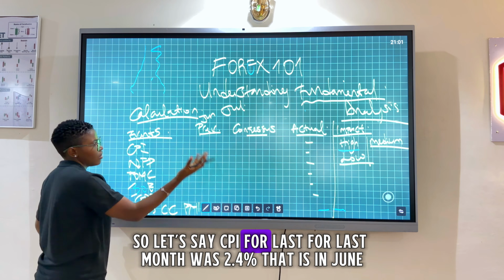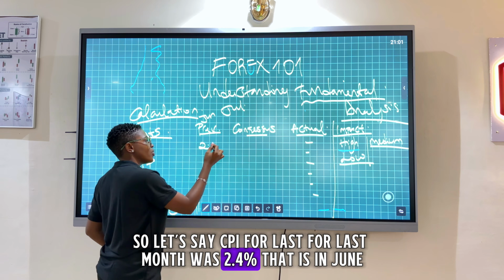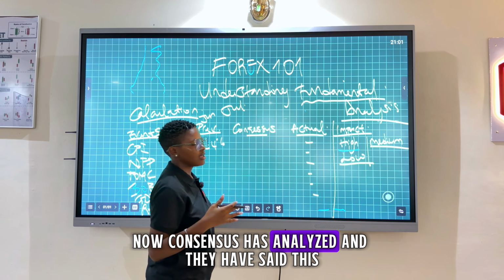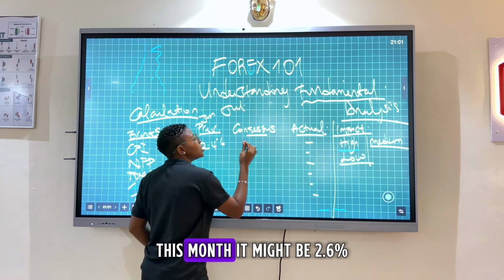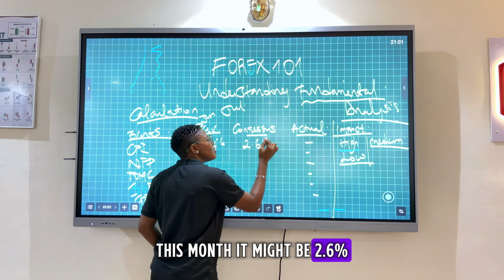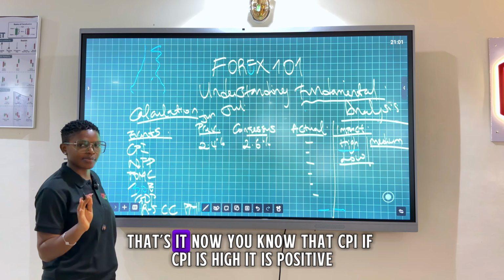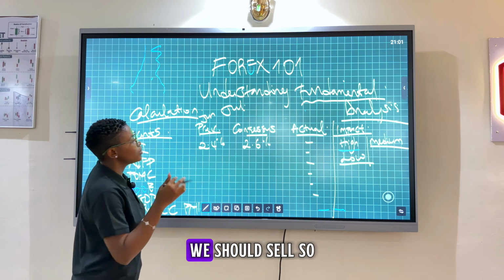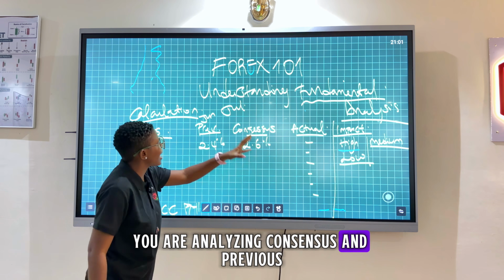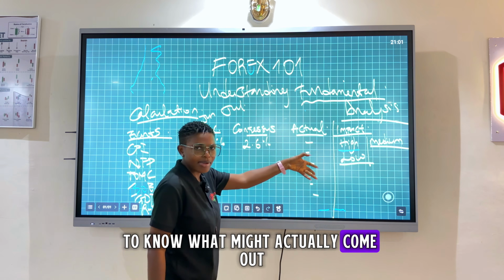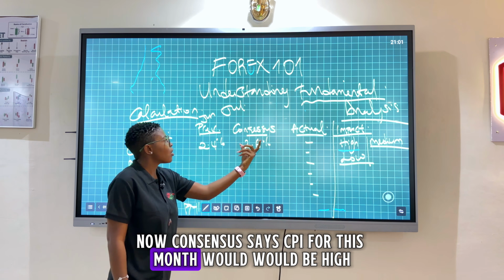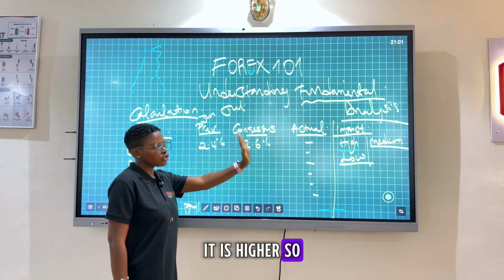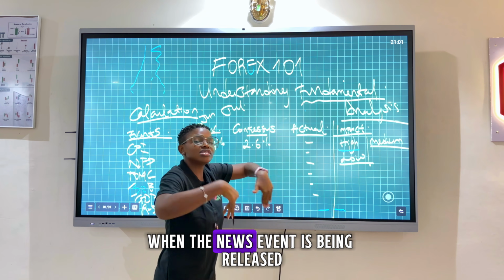So let's say CPI for last month was 2.4%. That is in June. Now consensus has analyzed and said this month it might be 2.6%. Now you know that if CPI is high, it is positive, we should buy. If it is low, it is negative, we should sell. So you are analyzing consensus and previous to know what might actually come out. Now consensus says CPI for this month would be high, so you should be looking to buy USD when the news event is being released.